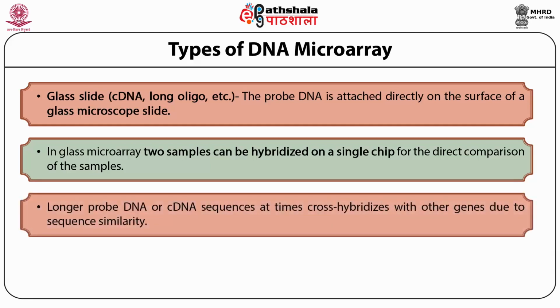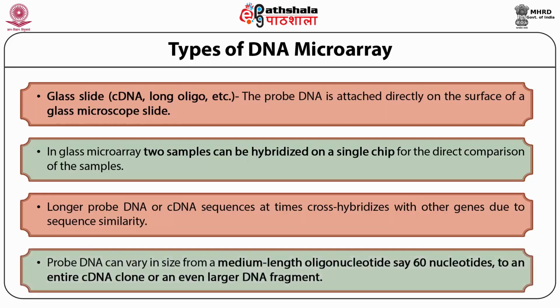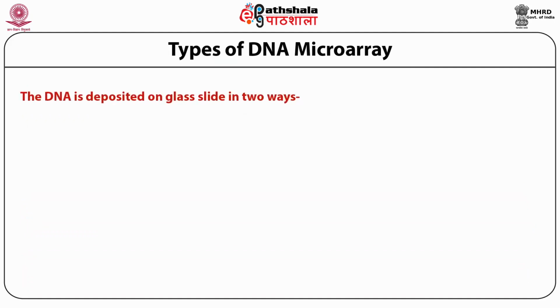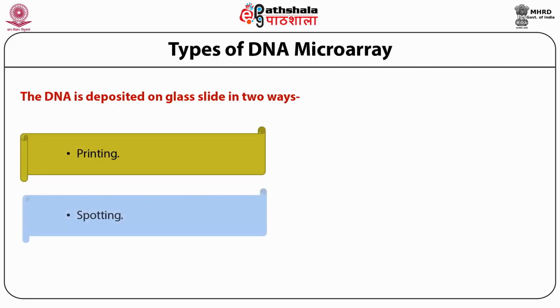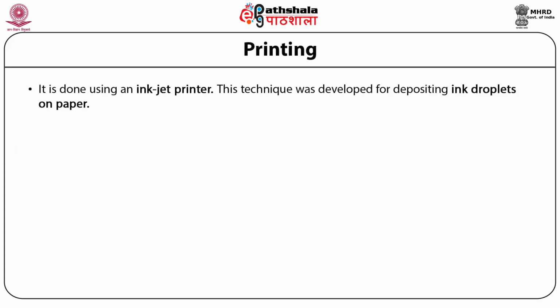Longer probe DNA or cDNA sequences at times cross-hybridize with other genes due to sequence similarity. Probe DNA can vary in size from a medium-length oligonucleotide, say 60 nucleotides, to an entire cDNA clone or an even larger DNA fragment. The DNA is deposited on the glass slide in two ways, either using printing or spotting. It is done using an inkjet printer.